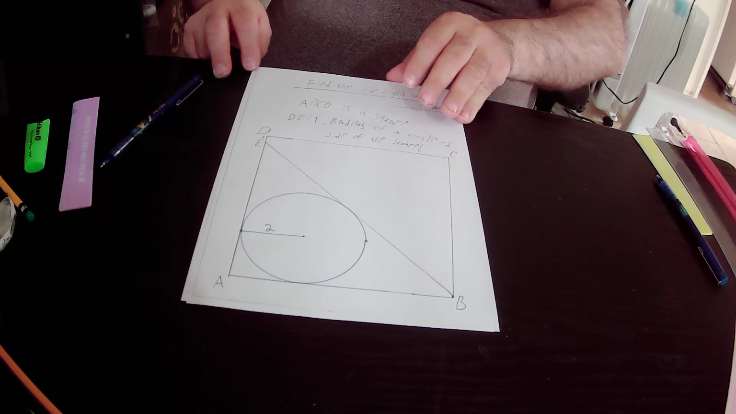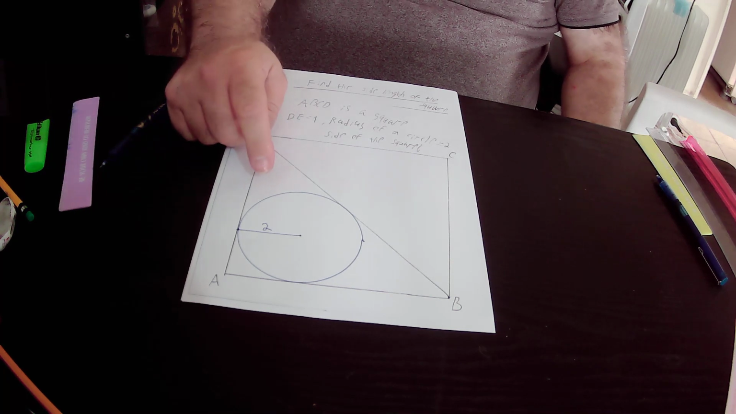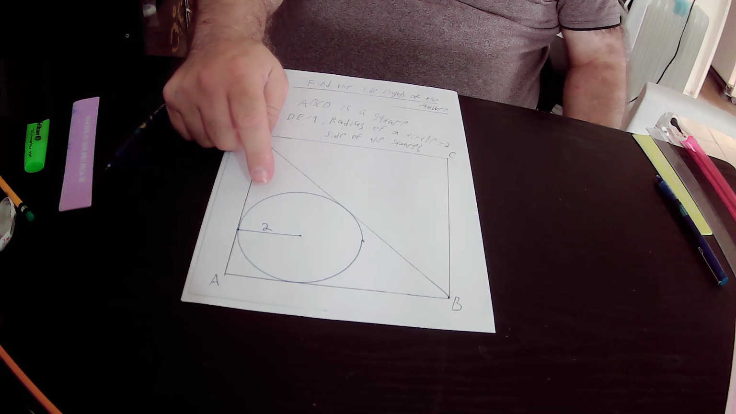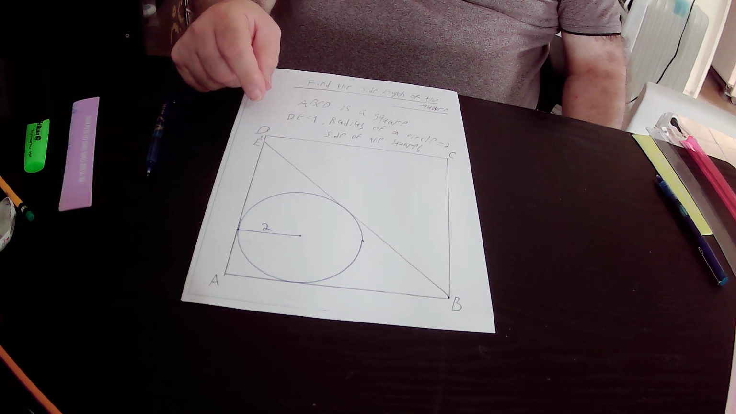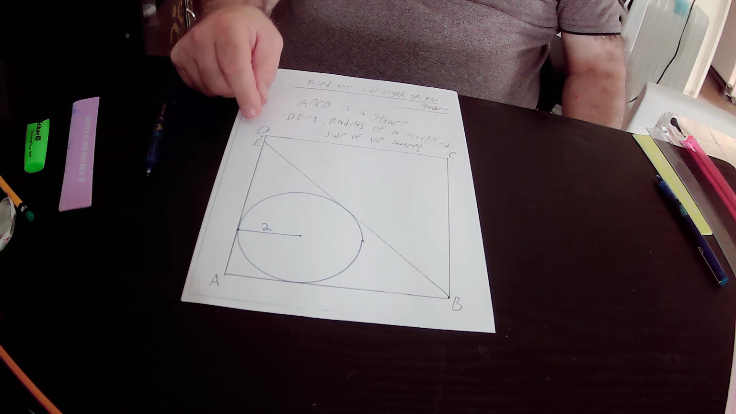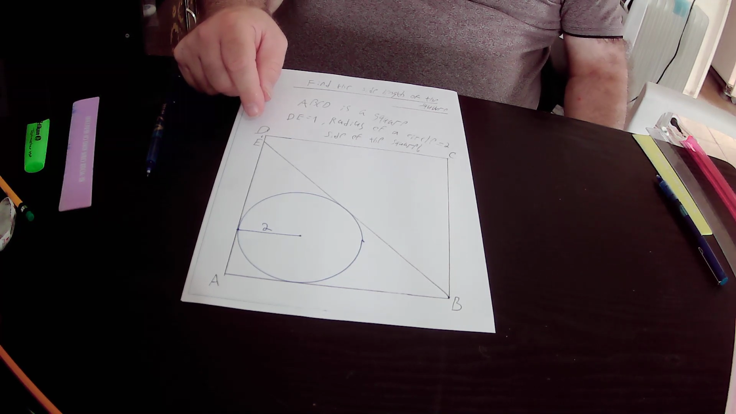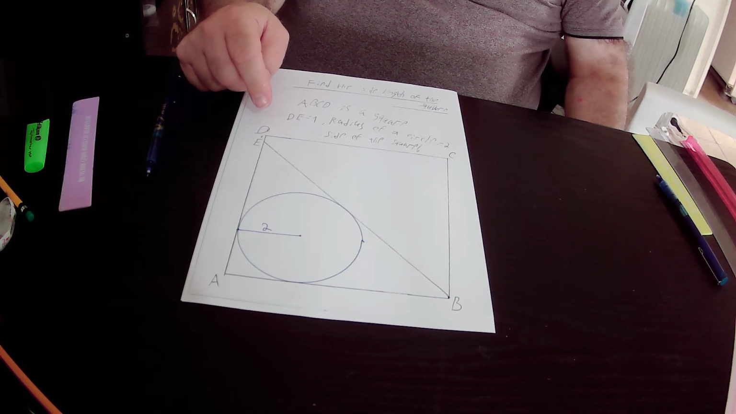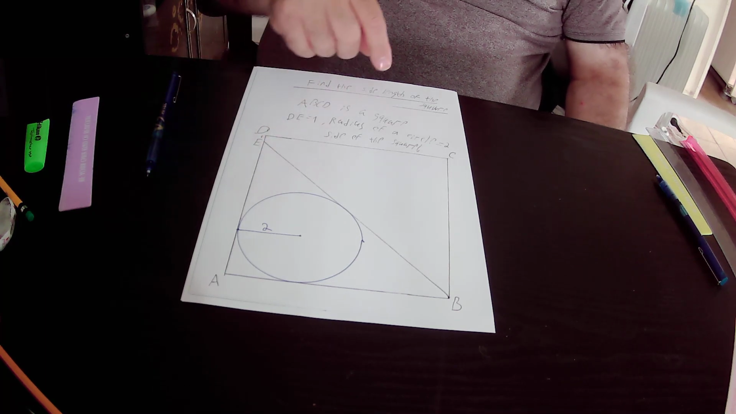In the drawing, we have square ABCD. We know that the radius of this circle is equal to 2 units. We also know that line segment DE, the short line segment DE, is equal to 1 unit in length. And we want to find out the side length of square ABCD. So first of all, we will define the side length of square ABCD as X.